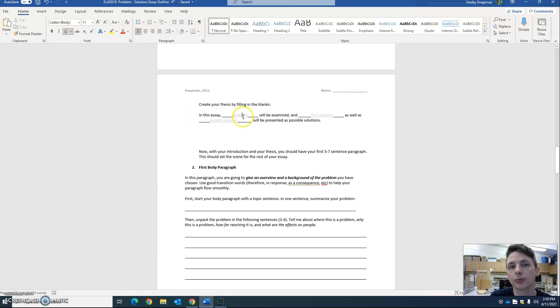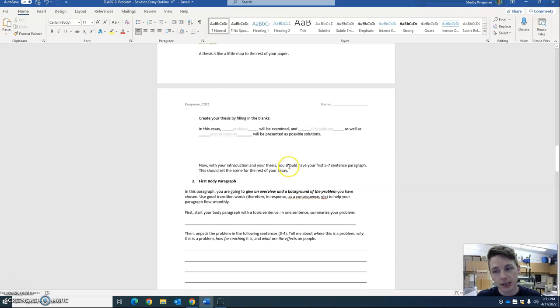In this essay, problem will be examined. That's going to be your first body paragraph. You're going to explain everything you know about the issue itself. And first solution as well as second solution will be presented as possible solutions. So your thesis will read something like, in this essay, mental health awareness in schools will be examined. Or maybe the lack of mental health awareness in schools will be examined. And an increase of funding as well as teacher training in mental health will be presented as possible solutions.